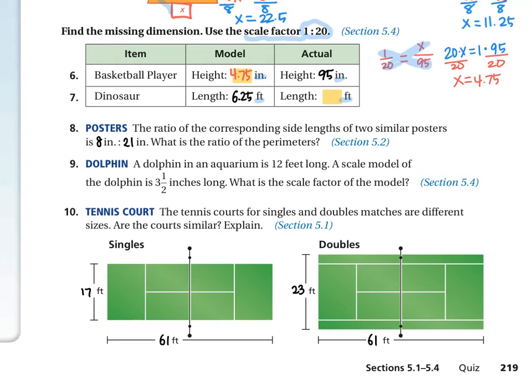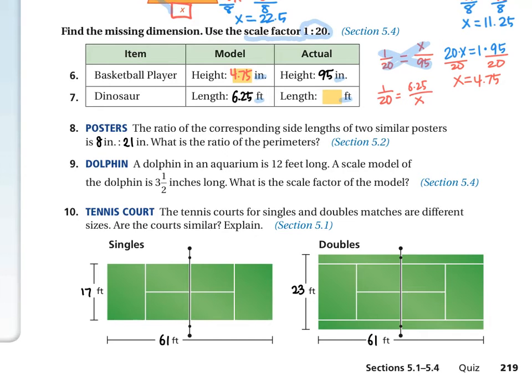For number 7, you're going to work with feet, and instead of your actual length, you have the length for the model. Again, I used 1 over 20 because that's my scale factor, and then I put the length of the dinosaur model on the top and then the actual one on the bottom.